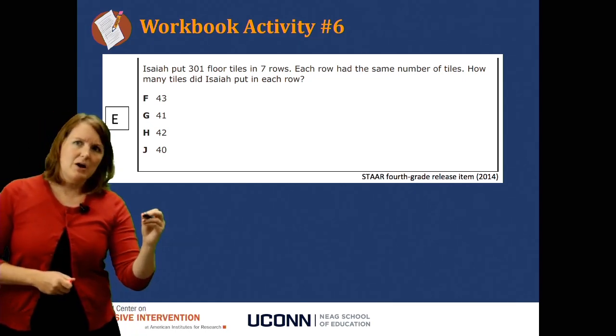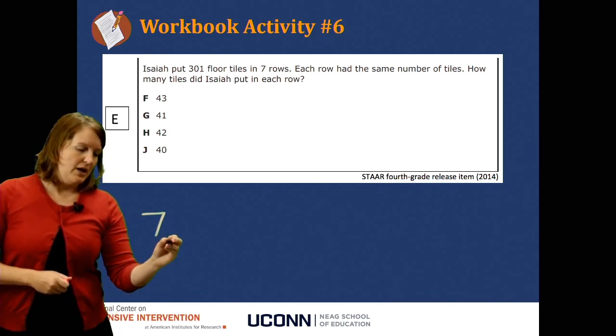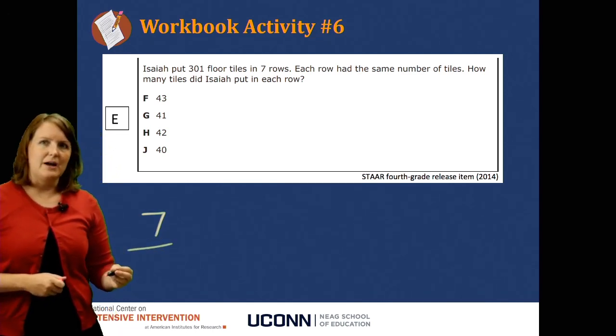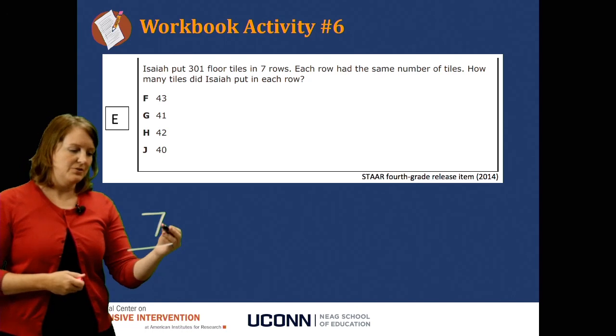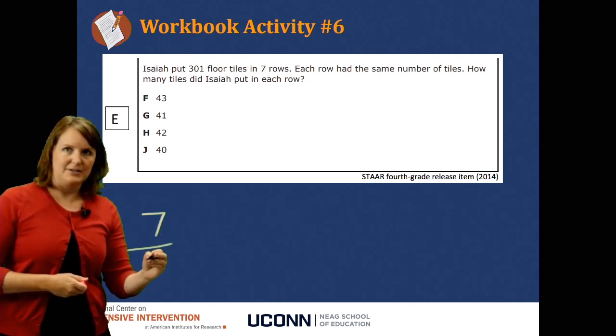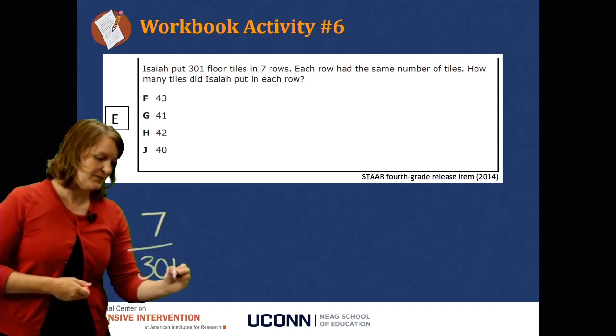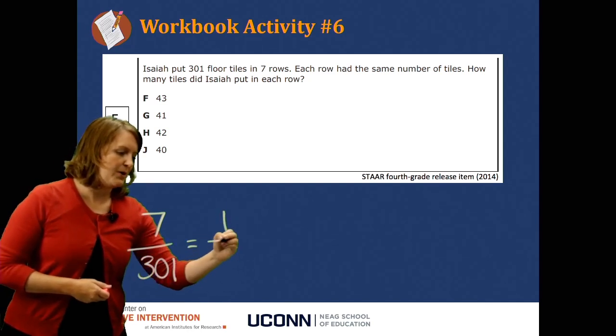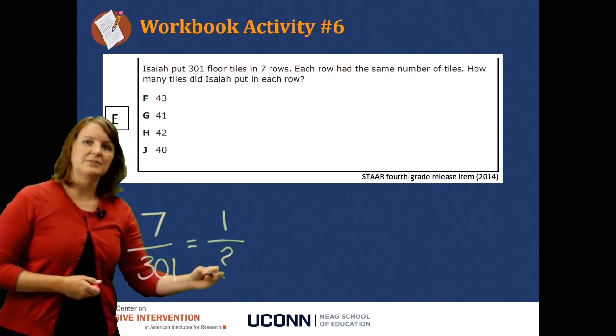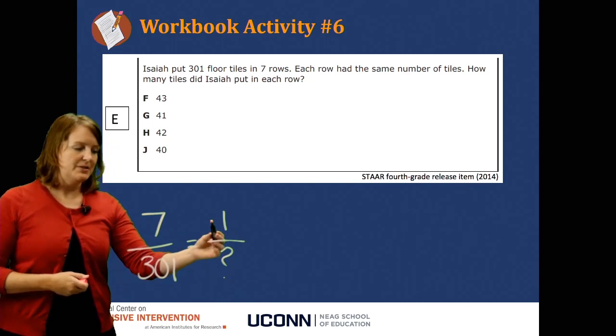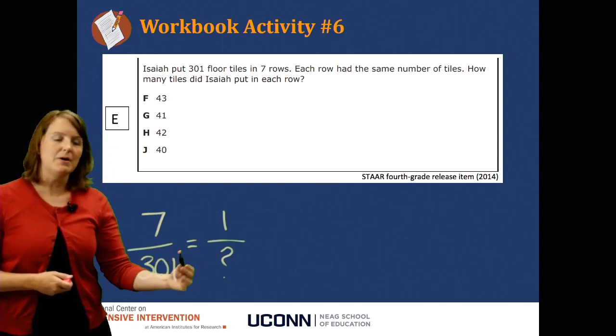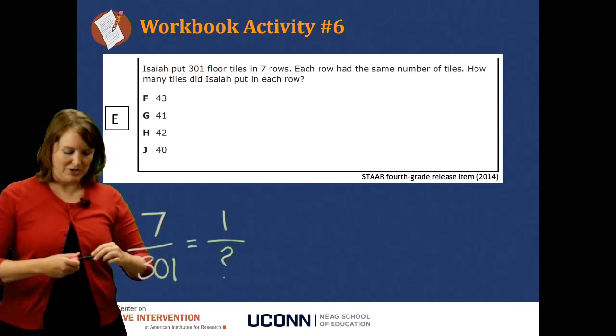So if there are 7 rows, and I want to figure out how many I put in each row, 7 rows has 301 tiles. Then I could figure out, well, 1 row has how many tiles. So I could set up the relationship in this way: 7 is to 301 as 1 is to question mark.